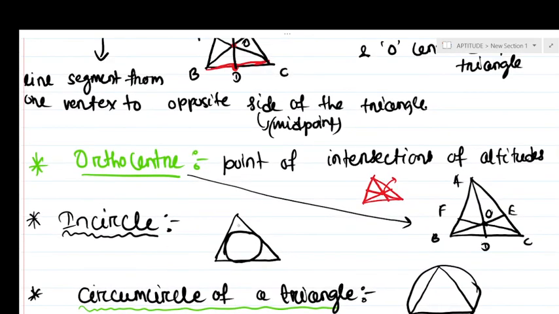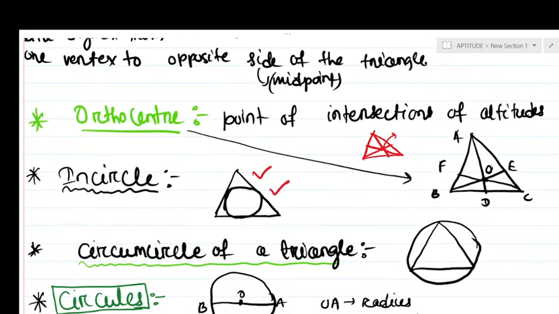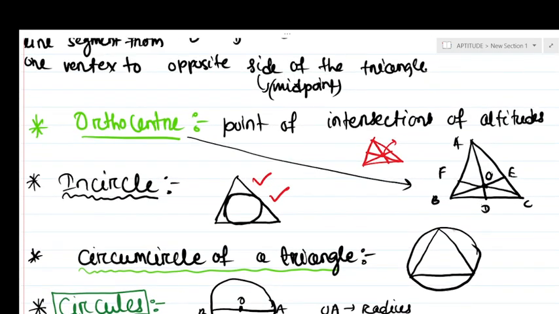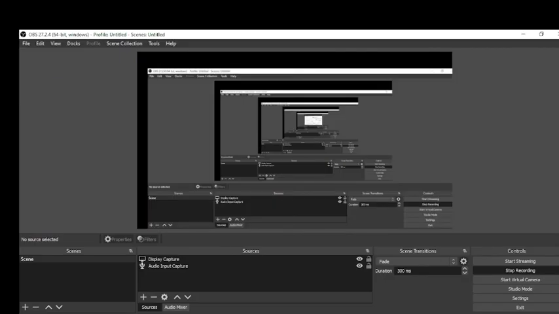Another thing is the incircle. If the triangle is outside and the circle is inside, this is the incircle figure. And the circumcircle means the circle is outside the triangle. This is the circumcircle figure. Thank you. We'll discuss circles in the next video. Keep watching.